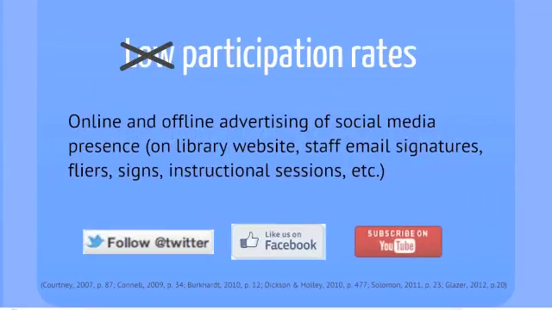So to begin with, a good way to drum up attention and participation on social media sites is to use online and offline advertising. So this can include links and icons on the library website as well as in staff email signatures. You can use flyers and signs around campus, mentions in instructional sessions. Basically, you just want to make sure that patrons are aware that there is a presence on social media and make it easier for them to find it.